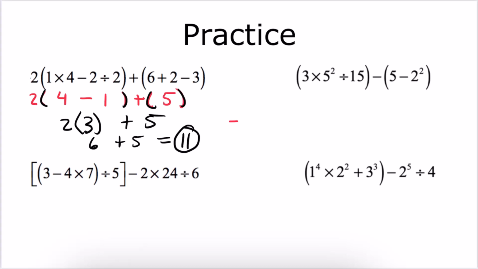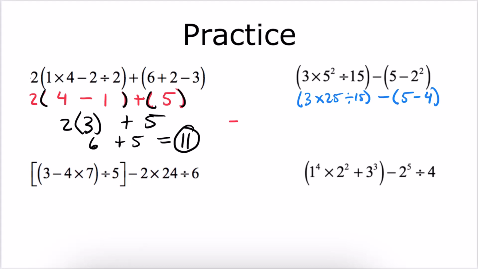On the second problem, I'm again going to simplify my parentheses first, but inside of my parentheses, I have multiplication and exponents and division. So I'm going to start at the exponent level of the pyramid and simplify that. So that gives me 3 times 25 divided by 15. And then in my second set of parentheses, I also have exponents, so I'm going to simplify that, and I get 5 minus 4.